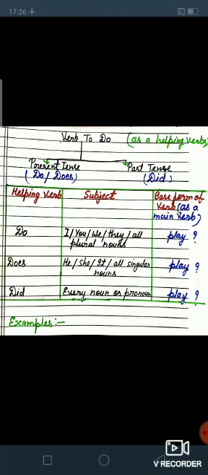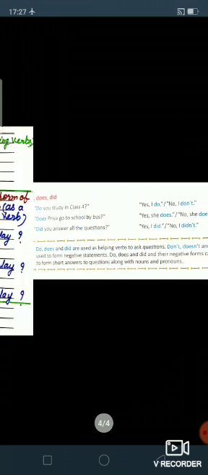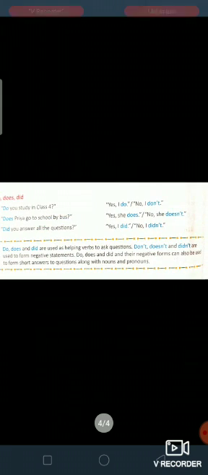Do, does and did and their negative forms can also be used to form short answer to question along with nouns and pronouns. As examples, do you study in class 4? क्या तुम क्लास 4 में पढ़ते हो? If you study, your answer will be yes, I do. If you don't study, your answer will be in negative, means no, I don't.